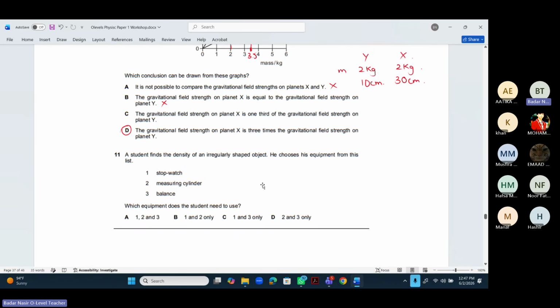Now, question number 11. A student finds the density of an irregularly shaped object. He chooses his equipment from the list: stopwatch, measuring cylinder, and a balance. Which equipment does the student need to use? Okay, so the student finds the density. For density we don't need time, so the stopwatch is not required. We need the measuring cylinder and the balance. The balance measures mass and the measuring cylinder measures volume. So 11th is D.